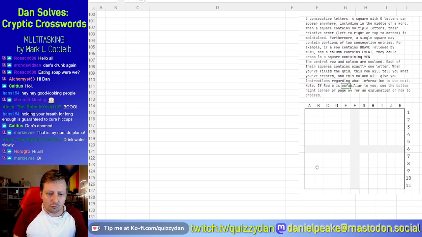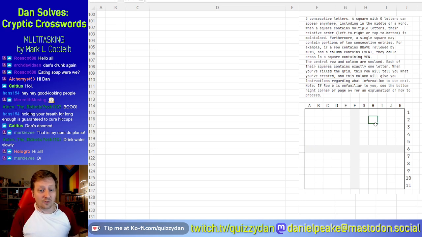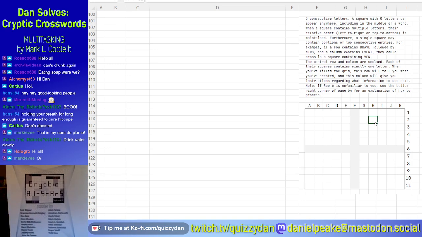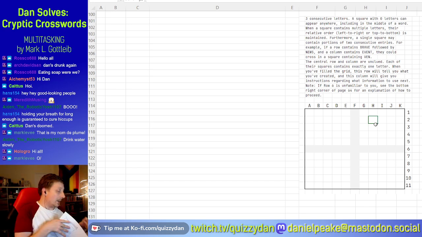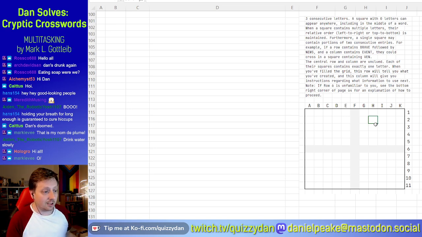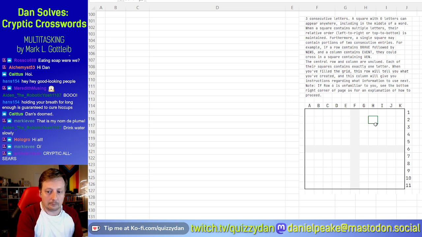Note, if row 6 is unfamiliar to you, see the bottom right corner of page 64 for an explanation of how to proceed. That is referring to the book that I've got. This is from the book called Cryptic All-Stars, Volume 2. I have page 64 printed out. Haven't looked at it because it's somewhere in the answers, but I have that should we get completely stuck. But I'm sure we won't, because I'm sure you lot will help me out.